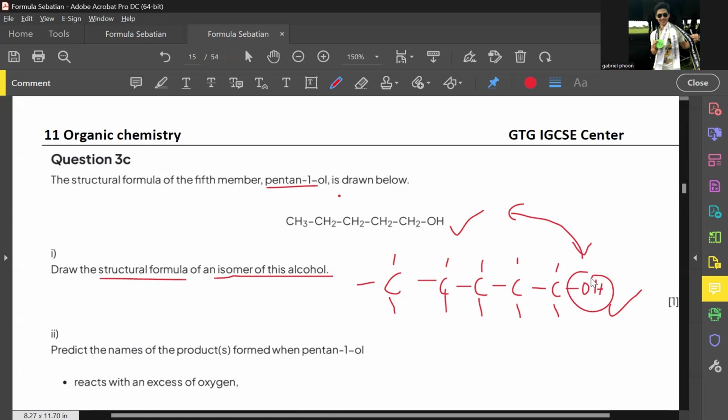If you put it in the middle somewhere, it's literally here or here or here. It's an isomer already, right? Because once again, an isomer has the same molecular formula, different arrangement. Draw it right now, guys. This is right. This is right. Good.